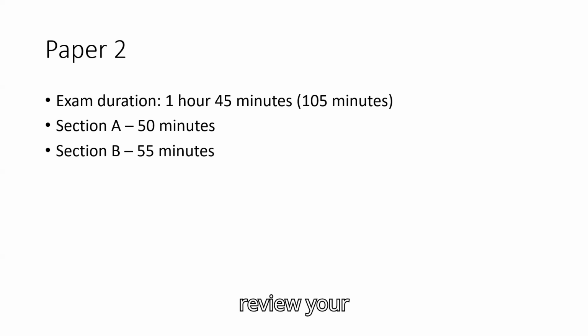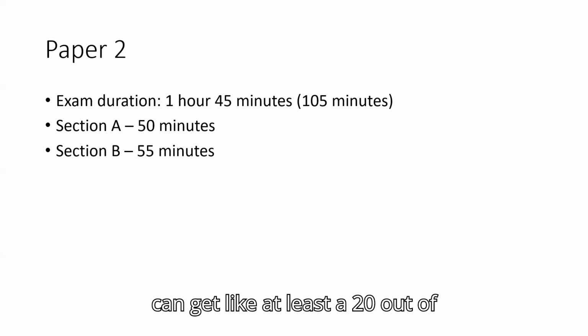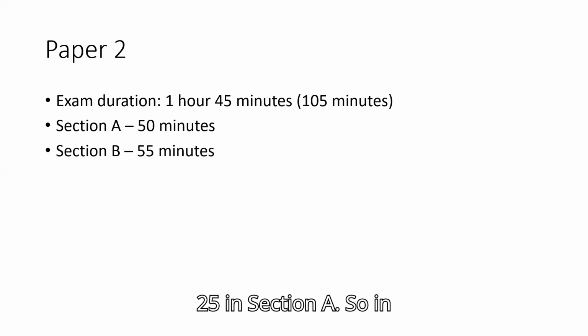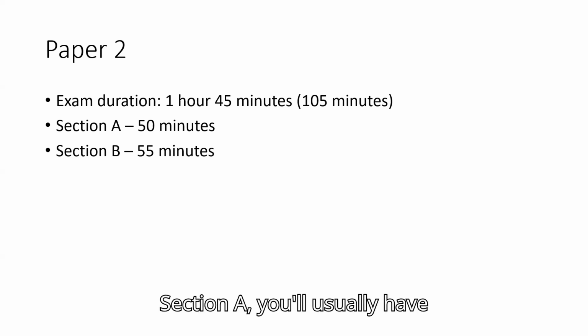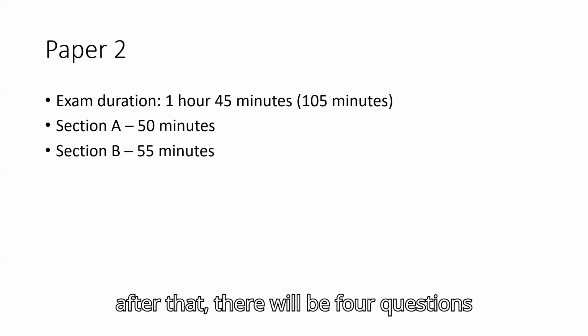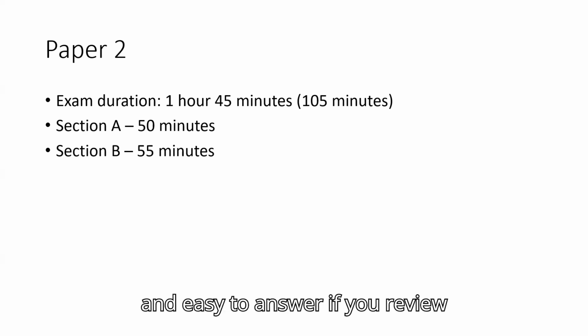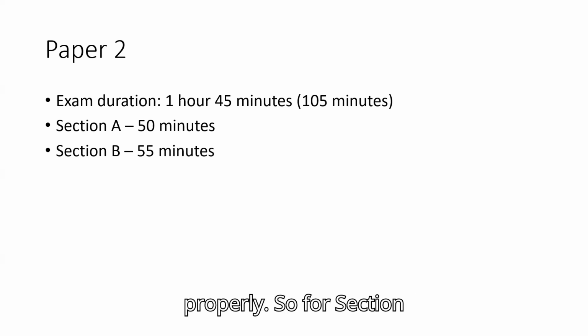If you review your economics properly, I'm pretty sure you can get at least a 20 out of 25 in section A. In section A, you'll usually have to give 2 definitions of a few common economic terms. You'll then be asked to draw a diagram or to do a calculation, and after that there will be 4 questions, 4-mark questions, which I feel will be pretty simple and easy to answer if you review properly.